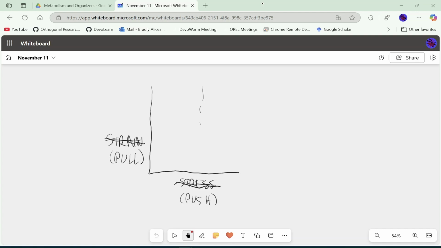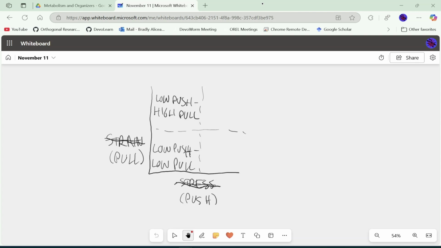So let's divide this into quadrants. Let's define these quadrants. So the upper quadrant is low push, high pull. And then the lower one is low push, low pull. So you see what we're doing? We're kind of taking these possibilities and we're recombining them. Now, when you have low push and you have low pull, that's basically where something is static.